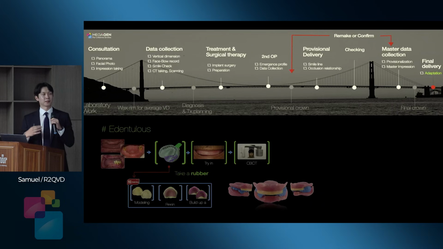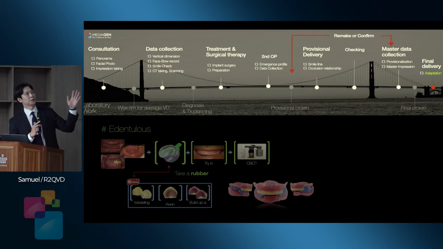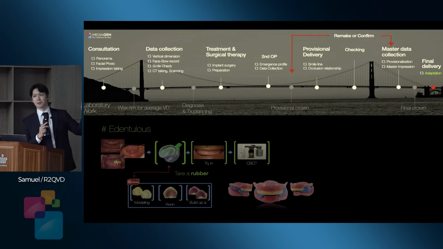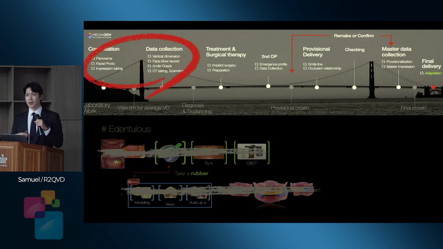Usually, from when the patient first visits your clinic to the final delivery, normally they have to visit your clinic 8 times: consultation, data collection, surgery, second operation, something like that. So we want to make a more minimal investment. With this, we can skip 1 visit. If your patient agrees, we directly scan with the CBCT and facial scan. Within 10 minutes, we can get all the data.